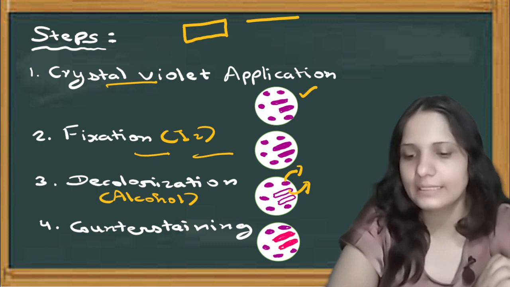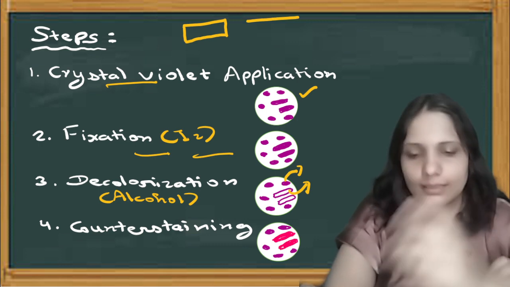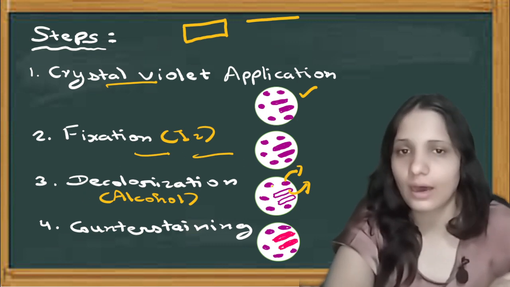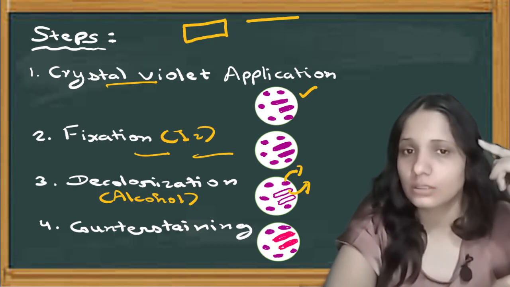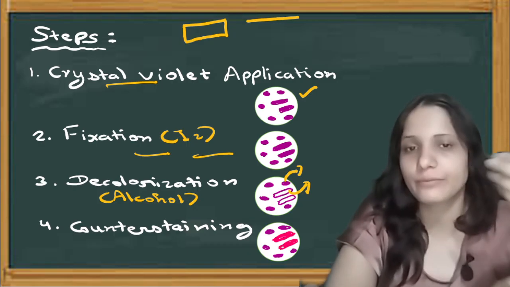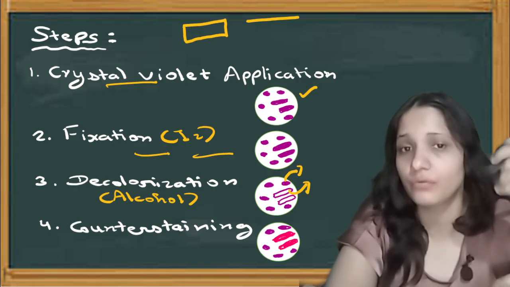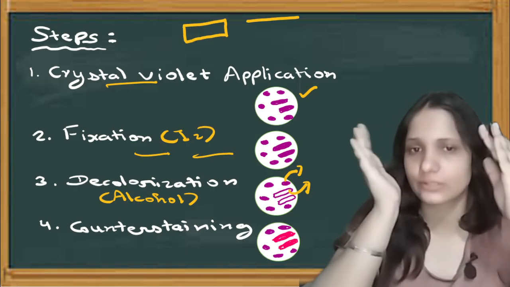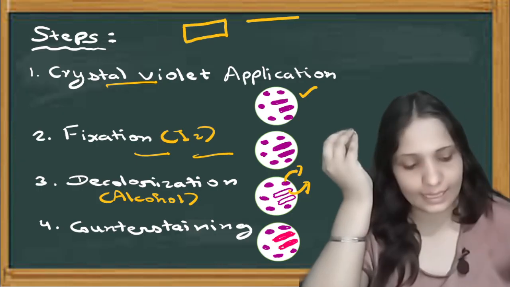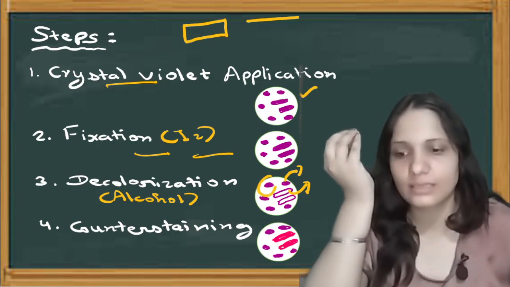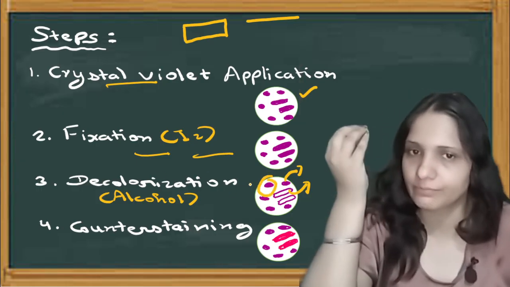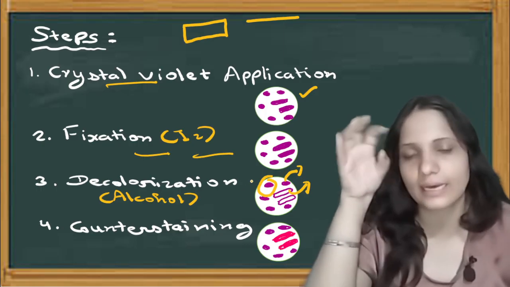So here the decolorized bacteria are the bacteria that are gram negative bacteria, because they have a thin cell wall and that cell wall is not capable of retaining the first dye, crystal violet dye. While on the other side, these colored bacteria are gram positive bacteria because they retained their dye as such.